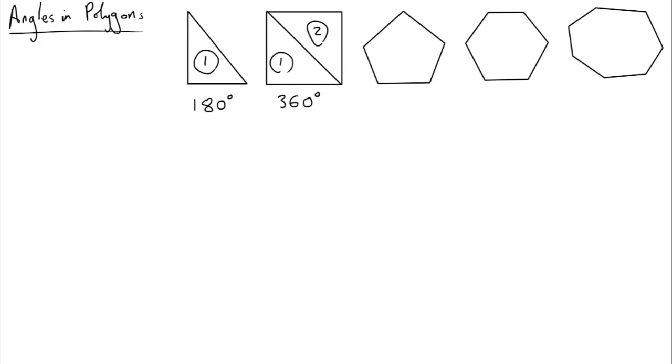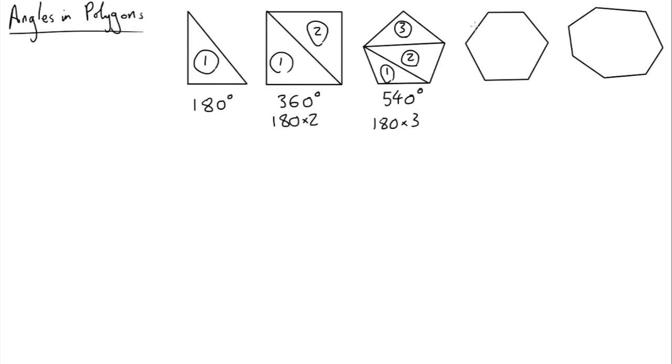For a pentagon, so a five-sided shape, if we start with one corner, we can see we have 1, 2, and 3. So we have three triangles. So in this case, we have 540 degrees. So 180 times by 3 in this case.